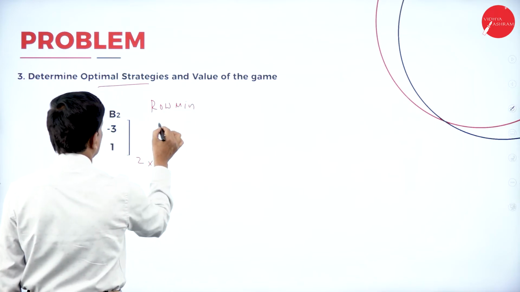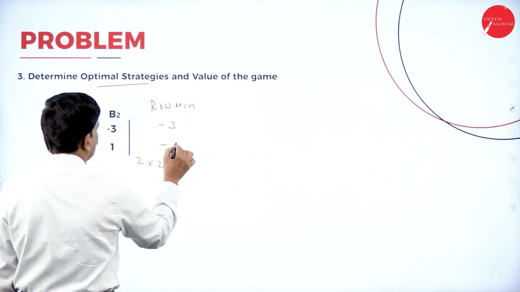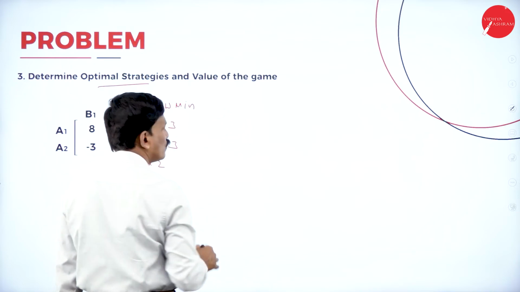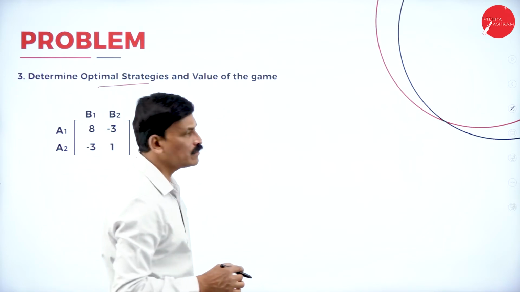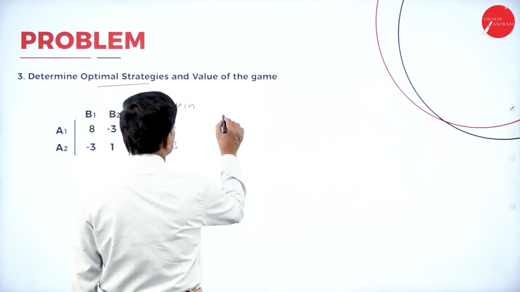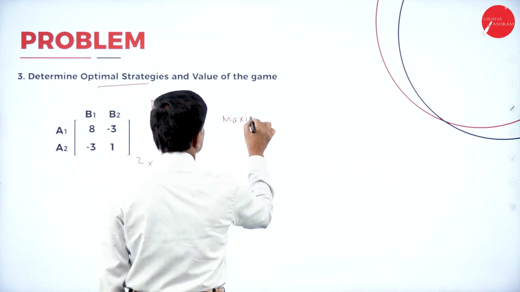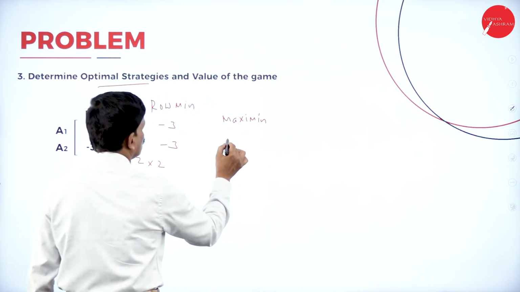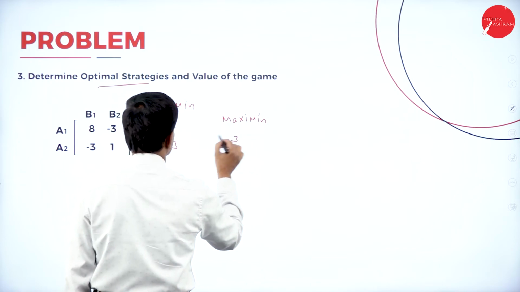What is the minimum value? Minus 3. What is the minimum value? Minus 3. Now find out the maximum in this row minimum. Maximum in this minimum is minus 3 itself.